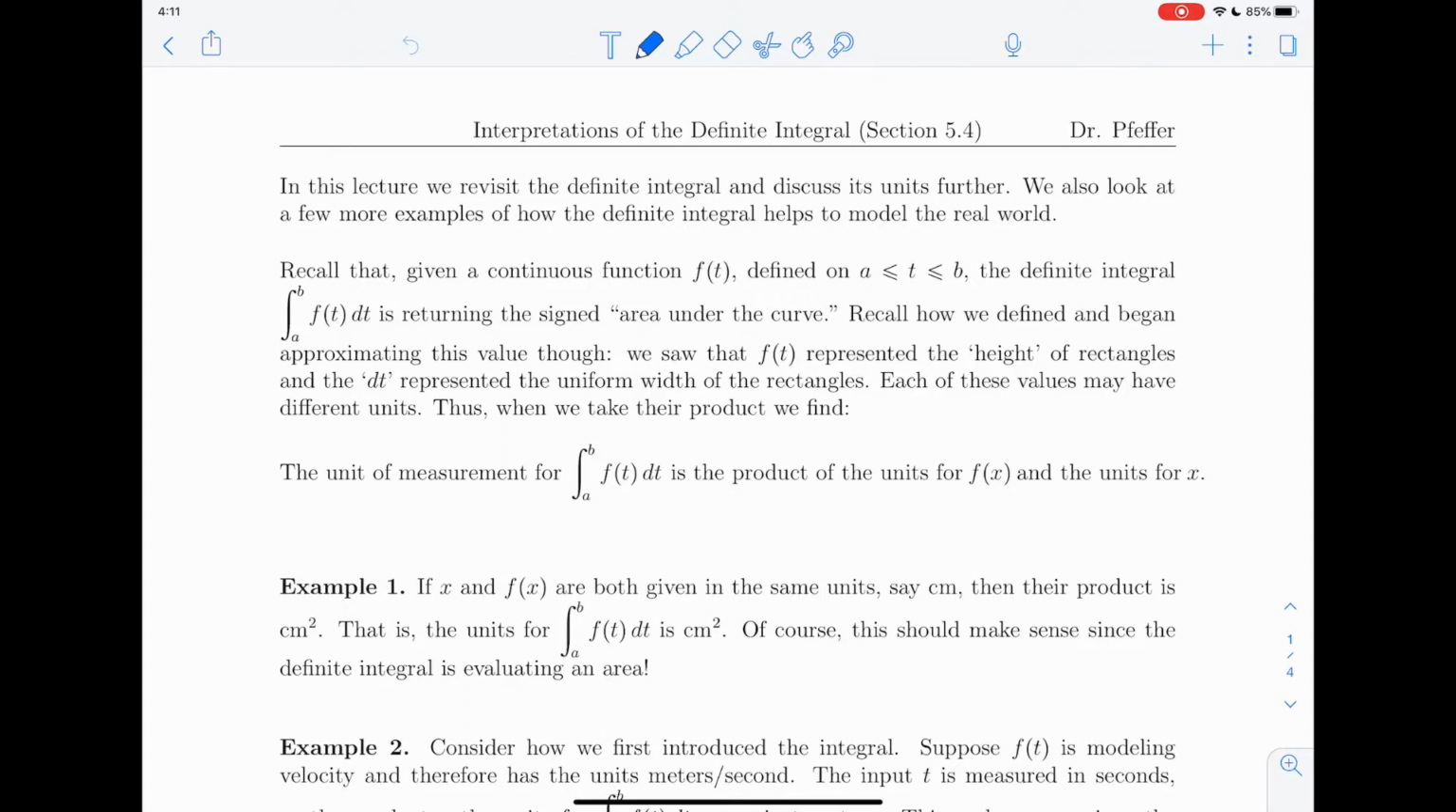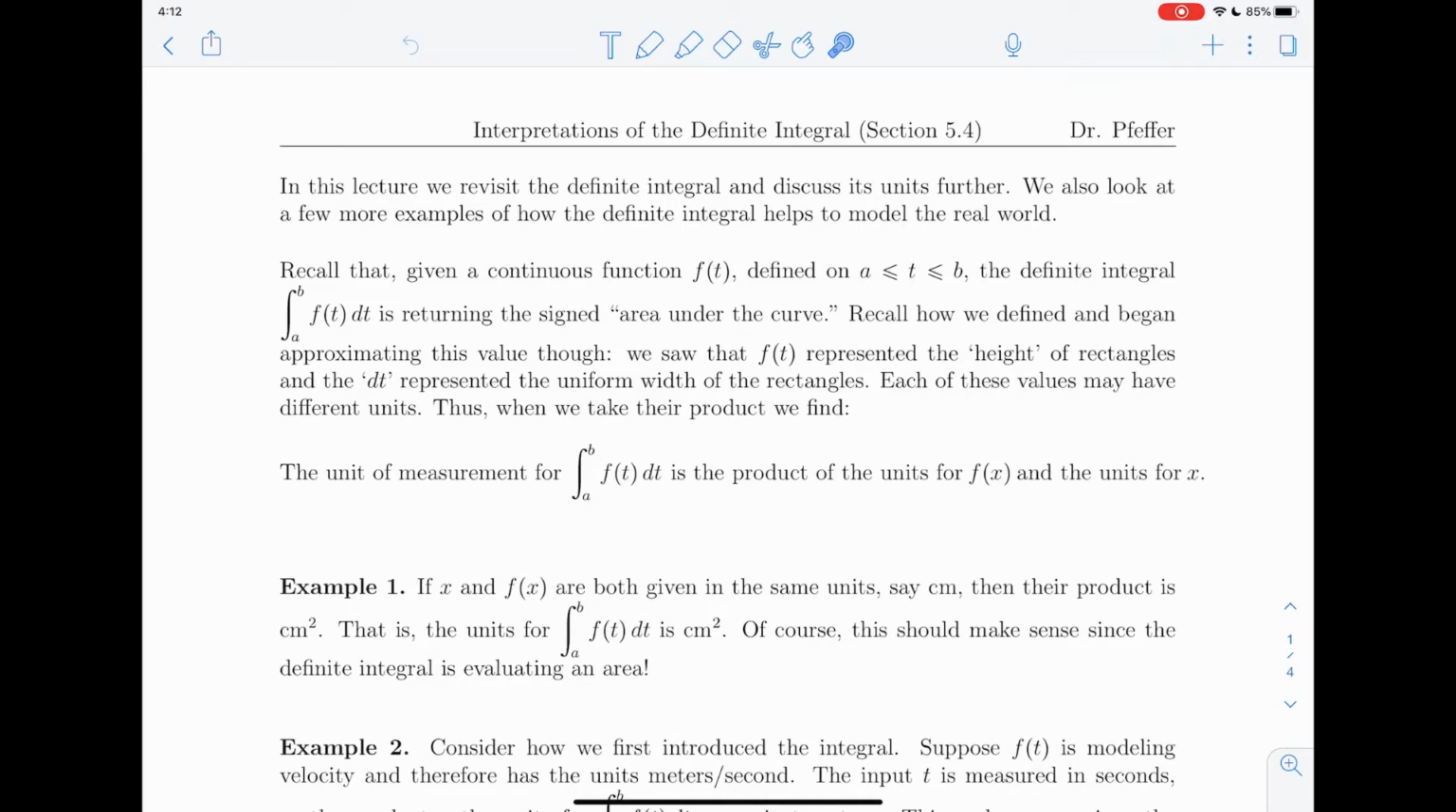So to begin with, we're going to recall that given a continuous function, f of t, defined on some interval, say a to b, the definite integral, the integral from a to b of f of t dt, is returning signed area under the curve. Now you might recall how we defined this in the beginning. We did it by approximating this area through use of rectangles.